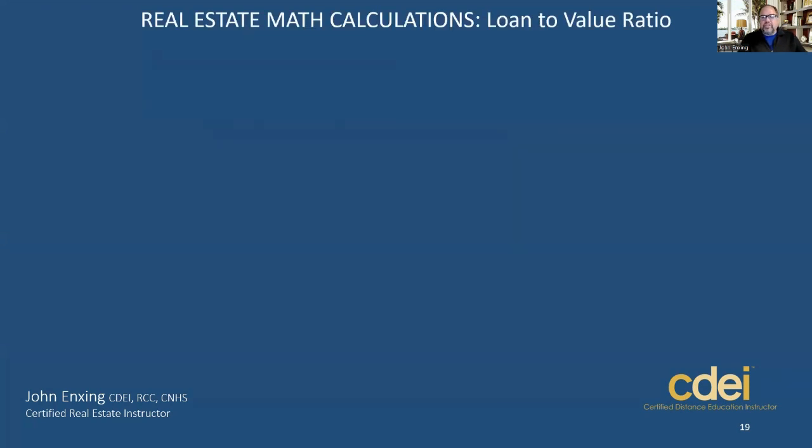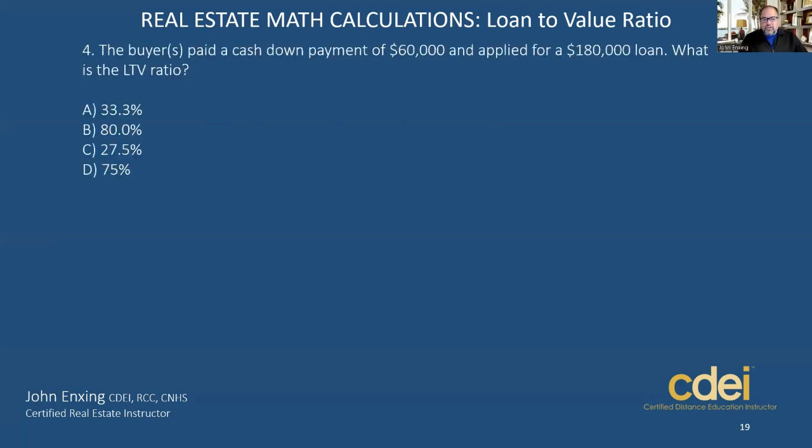All right, let's talk about LTV, or what you're familiar with as loan-to-value ratio. This is another financial real estate calculation. So you may get a question that says the buyers paid a cash down payment of $60,000 and applied for a $180,000 loan. What is the LTV? Again, expressed as a percentage. It's the loan amount to the value of the property, expressed as a percent. If I've got a loan amount of $80,000, for example, and the property is $100,000, 80 divided by 100, I get an 80% LTV.